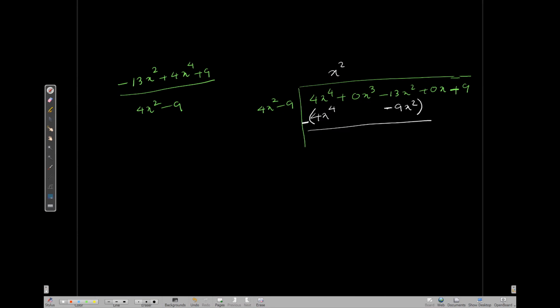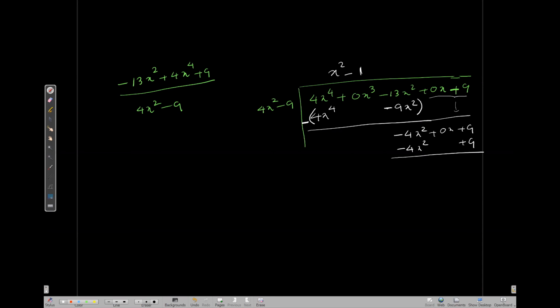And then 4x to the fourth minus 4x to the fourth, it's gone, and you only have minus 13 minus minus 9, so minus 4x squared. And you can just rewrite these terms because there is nothing underneath them, like here. Now I need minus 1. Now I have here minus 4x squared. Now I need minus 1. Yes, minus 4x squared, minus 1 times minus 9, plus 9.